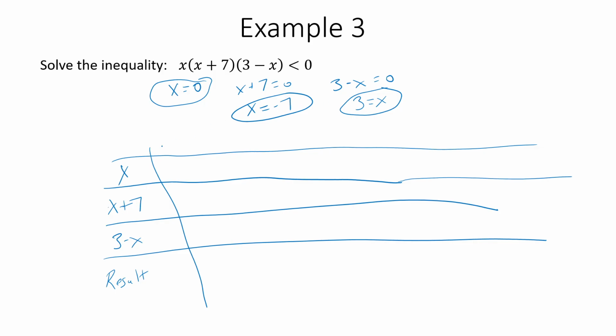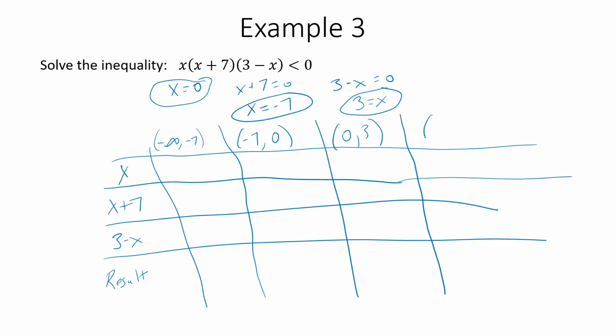My lowest number is negative 7 here, so my first interval is going to go from negative infinity to negative 7. Okay, and it doesn't have to be a pretty chart, it just has to be effective. And then we're going to go from negative 7 to our next biggest number, which is 0. And then from 0 to 3. And then we'll go from 3 to infinity. Okay.